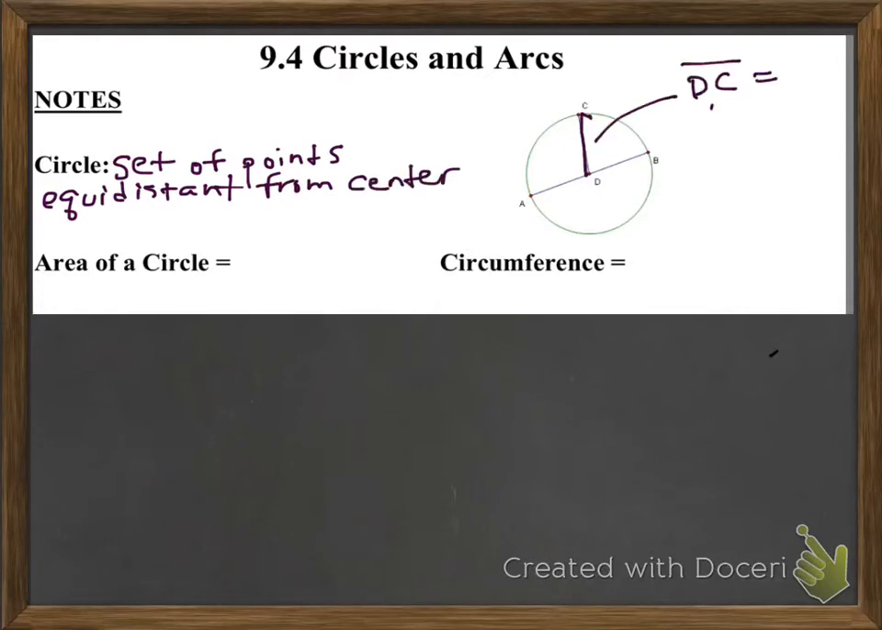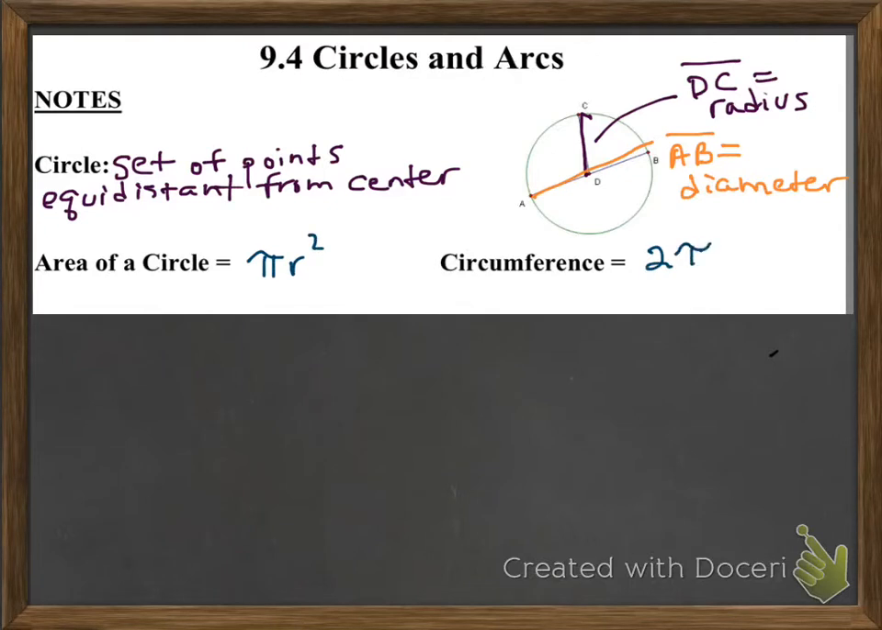Alright, so this first one, CD, we call this a radius because it goes from the center D. And then the second one, AB, we call a diameter because it goes all the way across the circle. The area of a circle, the equation, which most of you know, is pi r squared. Circumference equation is 2 pi r. There's a difference between r squared and 2r, so make sure you don't get those equations mixed up. And finally, remember that d, the diameter, equals 2 times r. We'll need that in some of our problems.